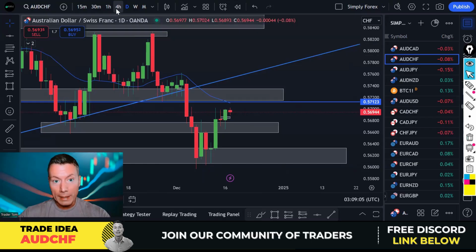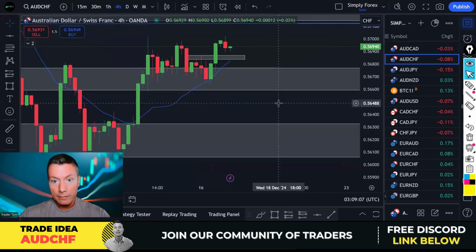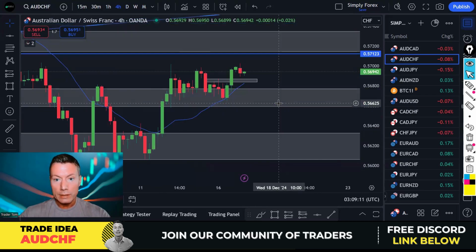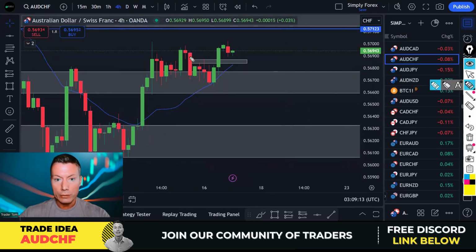Then I'm going to drop down to the H4, sometimes even the H1, to find my entry. And as you can see here, guys, if we look at the H4, I'm even going to include that level there. We're in an uptrend. We're above the moving average 20 in an uptrend, which is exactly where I want to be if I'm buying the market.